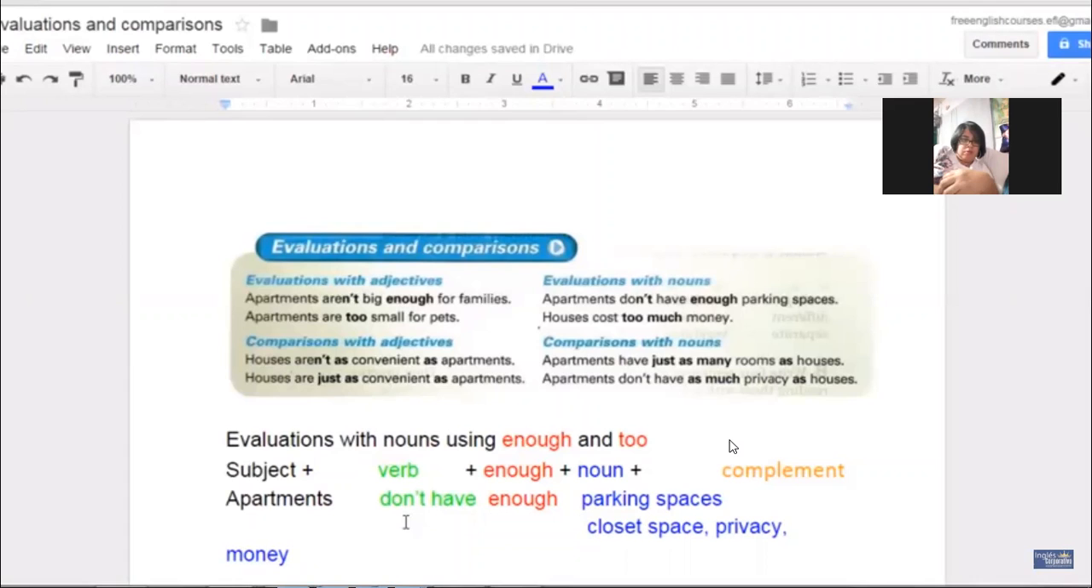So we can say the following. Apartments don't have enough parking spaces. Apartments don't have enough closet space. Apartments don't have enough privacy.